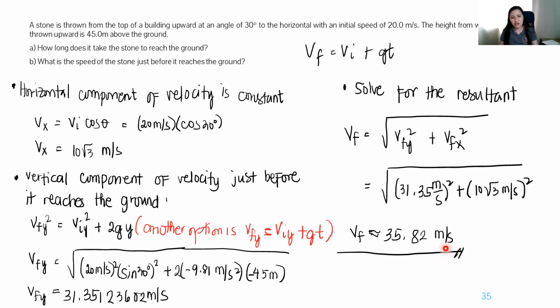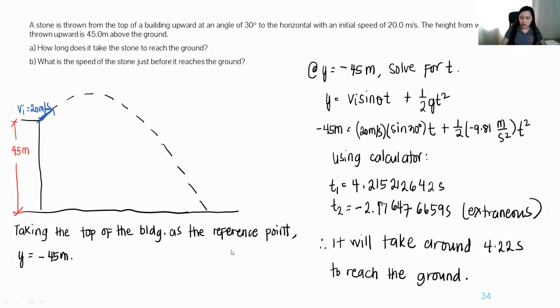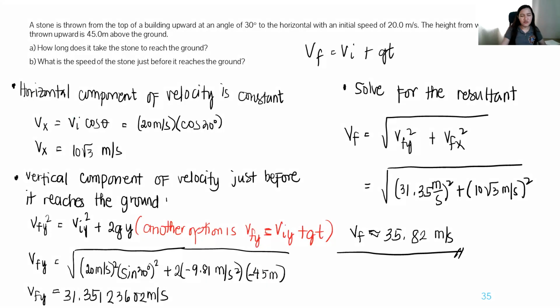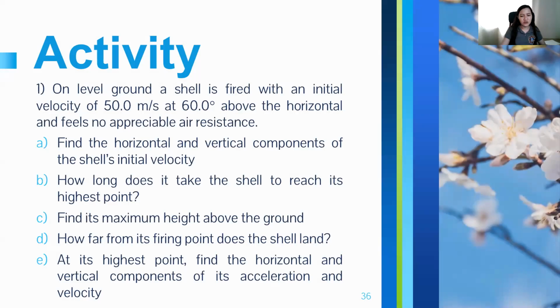And of course, it has to have a direction. So where is it directed? The horizontal component is directed to the right, and the vertical component would be directed downward. Okay, so that would be it for projectile motion, and so you're supposed to answer the activities.